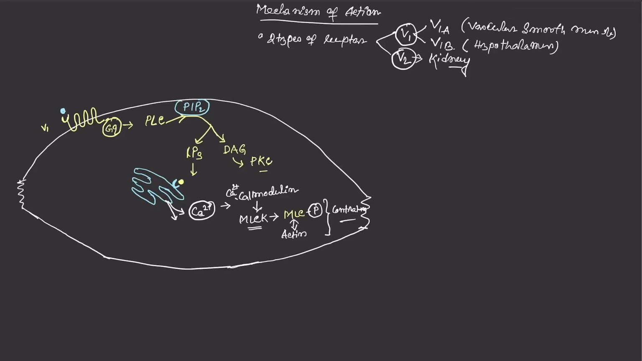The other component of PIP2, diacylglycerol, activates protein kinase C. This protein kinase C phosphorylates different enzymes and proteins, which are responsible for the CRH secretion function of ADH.